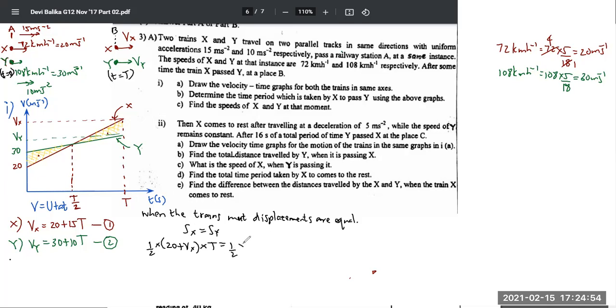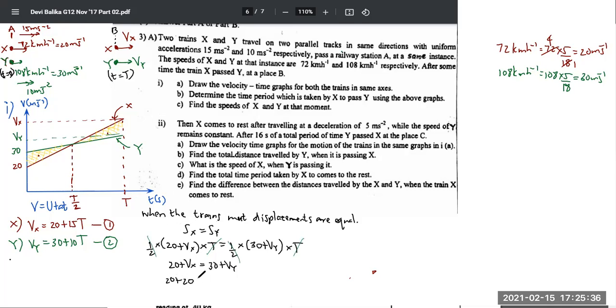Guys, remember both are trapeziums. So half into addition of parallel sides into height. The parallel sides sum is 30 plus vy, and height is again capital T. So the good news is half and capital T can be cancelled out. Therefore, we will end up in an equation like this: 20 plus Vx equals 30 plus Vy. Now, Vx and Vy, we have already found that.